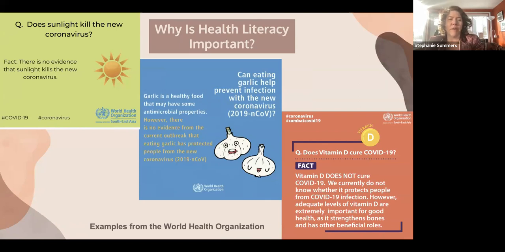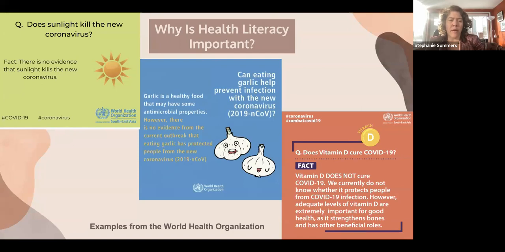Here is some of the information that circulated during COVID about different cures and remedies. Does sunlight kill the coronavirus? Can eating garlic help prevent infection with the new coronavirus? And we've got one down at the bottom here: does vitamin D cure COVID-19, right? So we know how important it is for all of our learners to know where to access high quality health information.